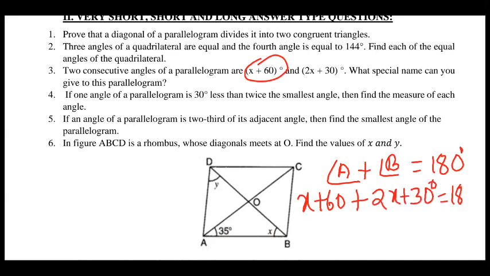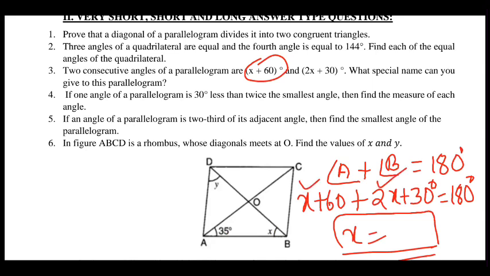Come on, tell me what is x. Let's see how well you can do in algebra. x plus 2x is 3x. 60 plus 30 is 90. 3x plus 90 is equal to 180. 3x is equal to 180 minus 90. What is it? 3x is equal to 90. What is x equal to, beta? 30. Excellent. x is equal to 30.